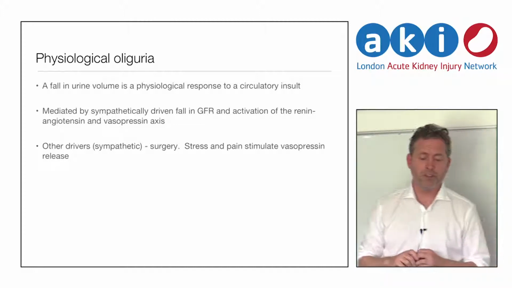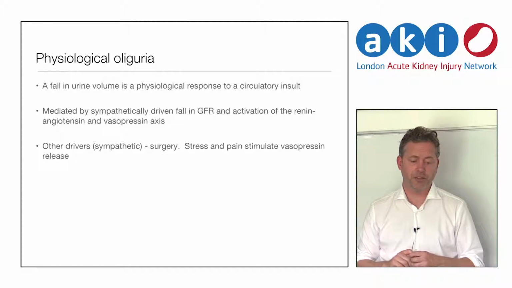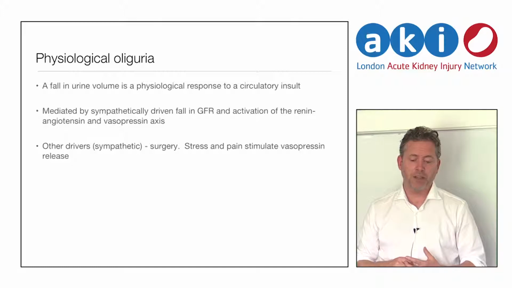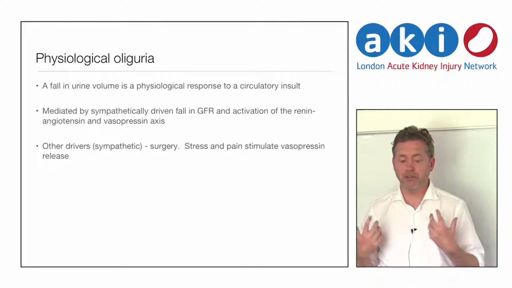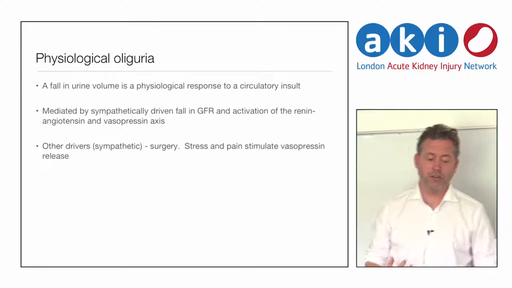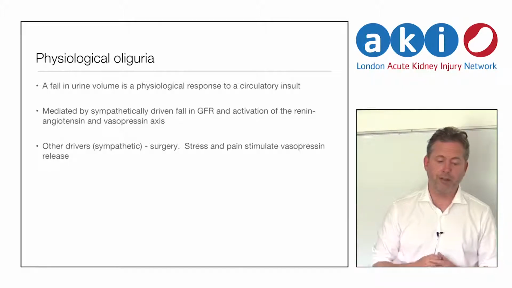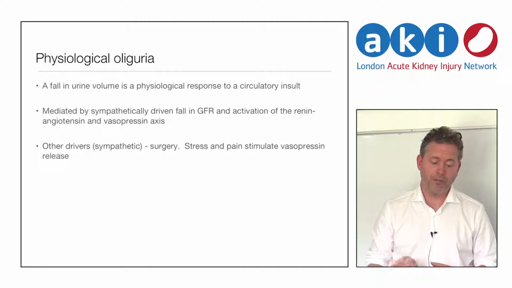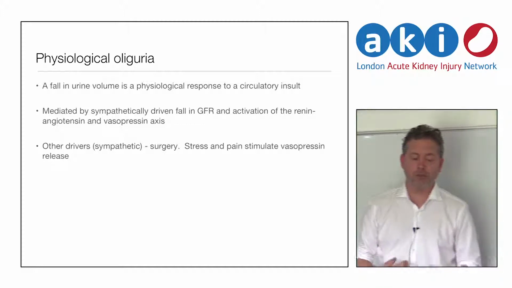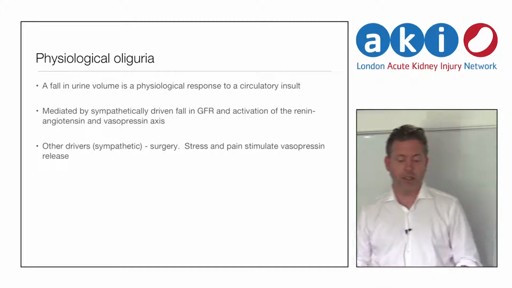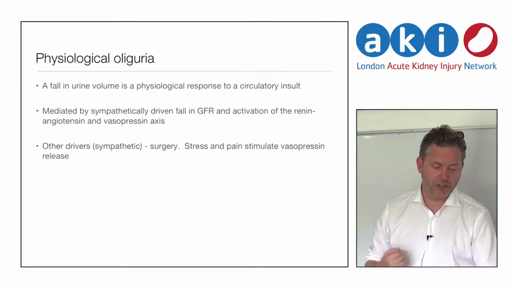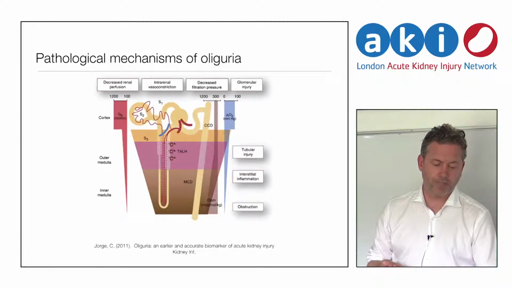So we do see physiological oliguria. A fall in urine volume is a physiological response to circulatory insult. We switch off GFR, this is sympathetically driven, and we activate the renin-angiotensin system and vasopressin axes. The renin-angiotensin system results in reclamation of salt and water in the distal nephron, the vasopressin axis water. This will happen due to circulatory insult, but also due to other drivers such as surgery, and stress and pain may stimulate vasopressin release. So we do see transient physiological oliguria.